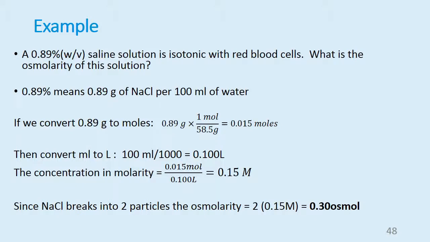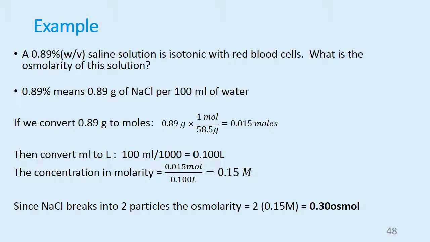So let's look at an example. If you were to go to the hospital and be given a saline solution, it would be 0.89% weight per volume. That saline solution is isotonic with red blood cells, otherwise we wouldn't put it in our body. So what we want to figure out is the osmolarity of this solution. I'm going to convert the units, but in order to find osmolarity we need to know what molarity is, and then we multiply it by little i.